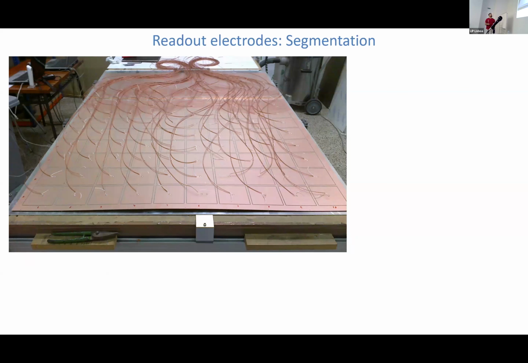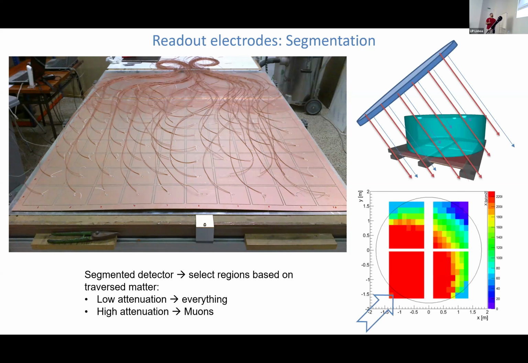Okay, the readout, and this is the segmentation of the readout. So this is the readout plane, and each of these paths is read individually. And so you get information on each of these paths, which is roughly 10 by 10 centimeters. I'm just giving you 10 by 10 so you can remember. In fact, it's 14 by 18. I have the number somewhere.